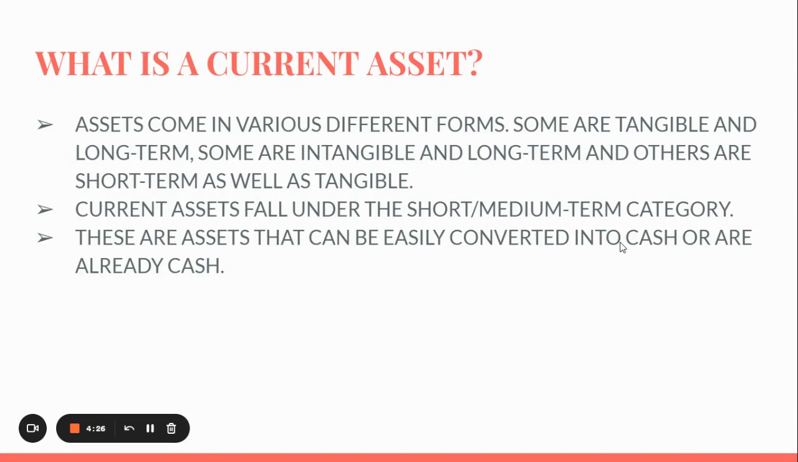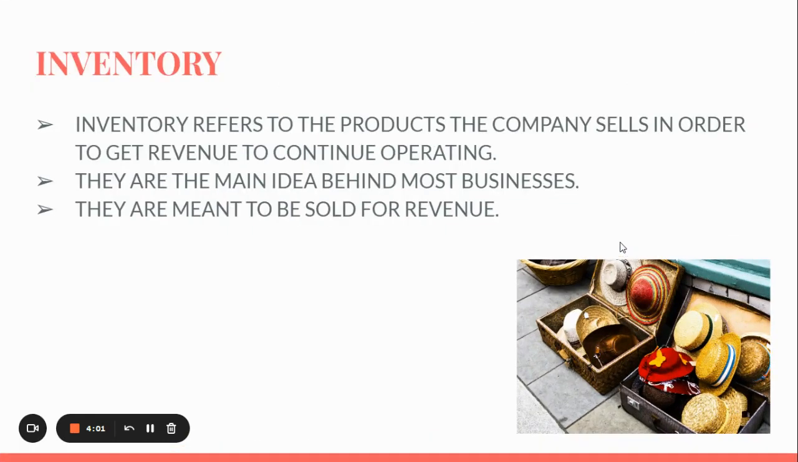Now, what is a current asset? Assets come in various forms. Some are tangible and long term, some are intangible and long term, and others are short term as well as tangible. Current assets fall under the short term to medium term category. These are assets that can easily be converted into cash or are already cash.